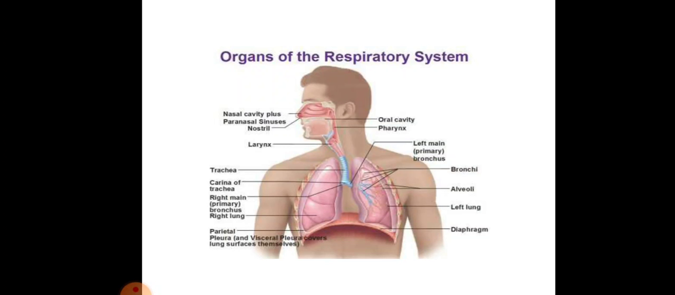Larynx: after the pharynx, the air passes through the larynx, or the voice box. It is mainly composed of cartilage. It consists of two pairs of membranes. The air causes the vocal cords to vibrate, and this produces sound. So after the pharynx, the air passes through the larynx or voice box.